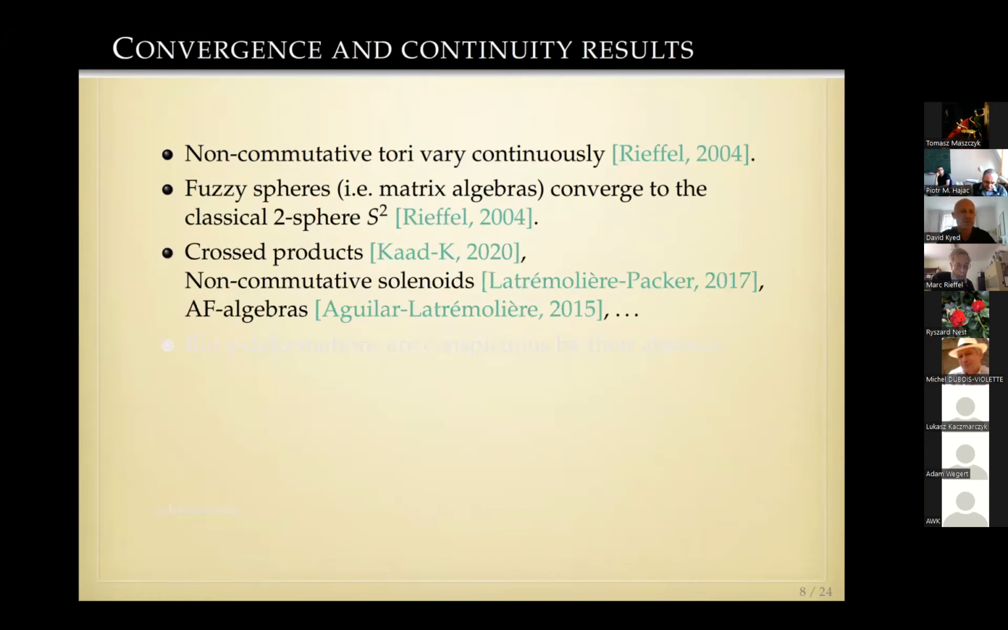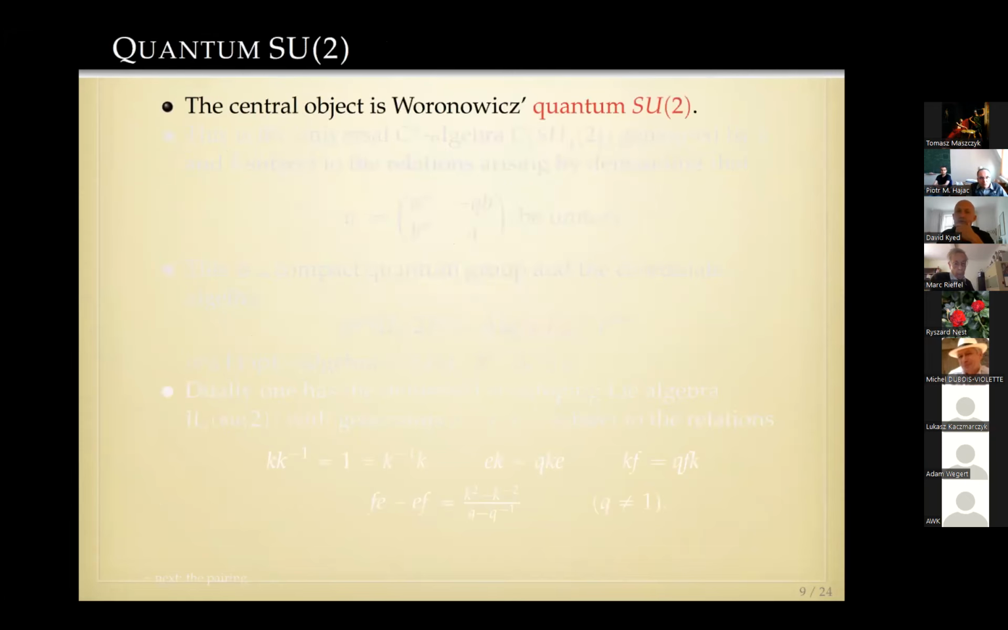You can do tons of other things. You can do cross products, you can do solenoids, you can do AF algebras. But one thing that was not well understood, at least not up until recently, were these q-deformed spaces. And the q-deformed spaces are really at the heart of non-commutative geometry. So we really ought to understand these better from the point of view of non-commutative metric geometry. So let me talk a little bit about q-deformations and get to some convergence or continuity results for those. So without further ado, let's introduce the main player, which is of course Woronowicz's quantum SU(2).